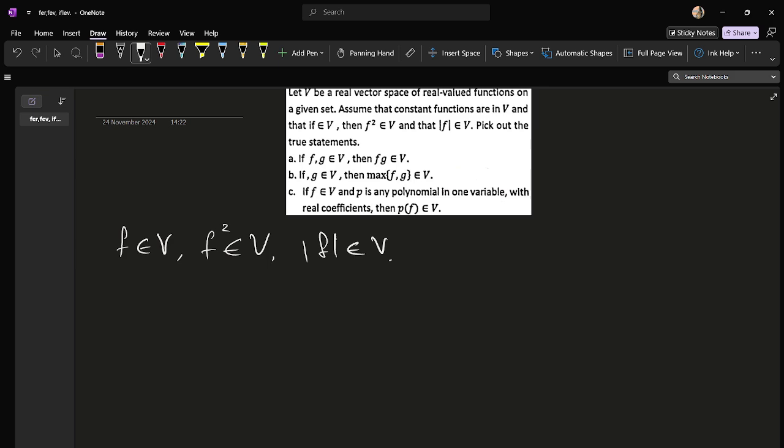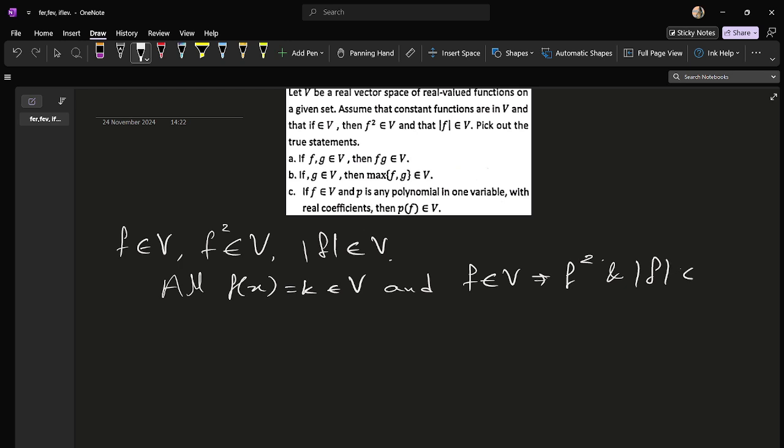So what can be done? All constant functions f(x) equals k will lie in V, and f belongs to V implies f square belongs to V. They told us this. Now we are going to evaluate option A.